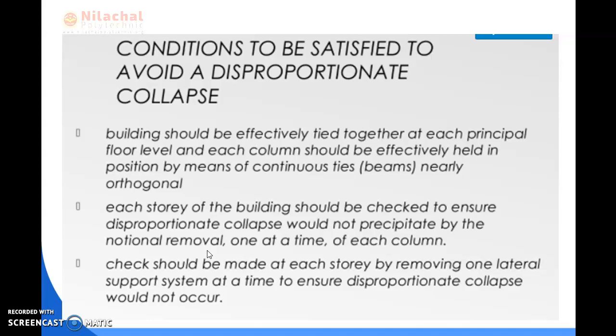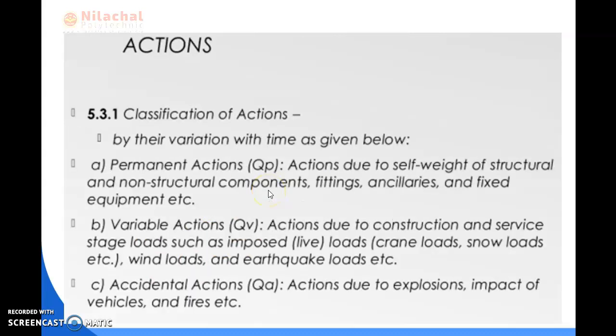Then we discuss actions, which actions we consider in the case of partial safety factor. First we discussed classification of action by their variation with time as given below: permanent action, which is denoted as QP, variable action, which is denoted as QV, and accidental action, which we denote as QA. These are the three types of action we basically consider.